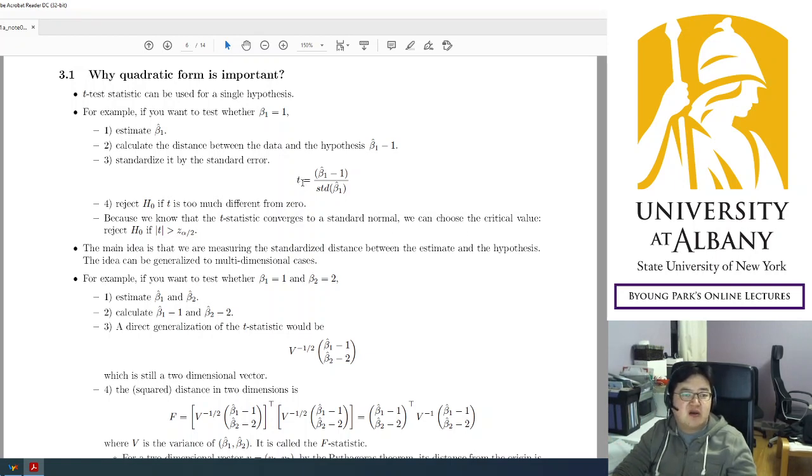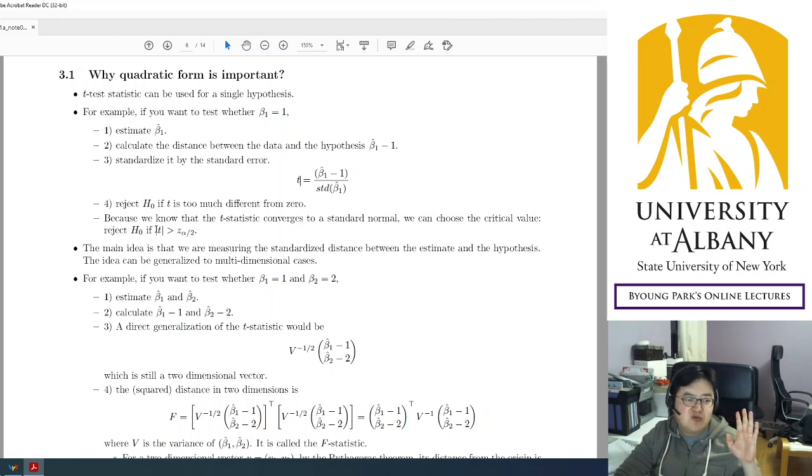So we are comparing the distance. If your hypothesis is consistent with the data, the t statistic will be close to 0. But if the t statistic is too much negative or too much positive, then it means that the distance is large, so you have to reject the null hypothesis. So the critical value is chosen based on this rationale.